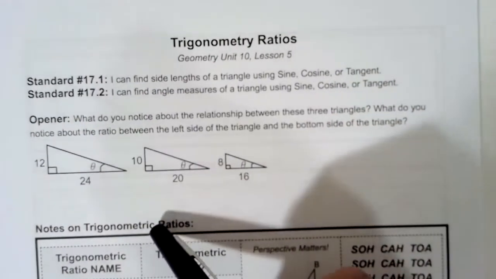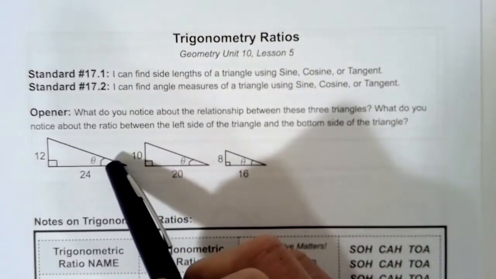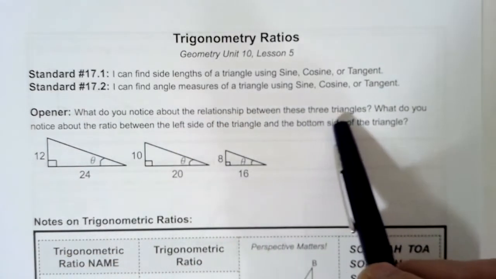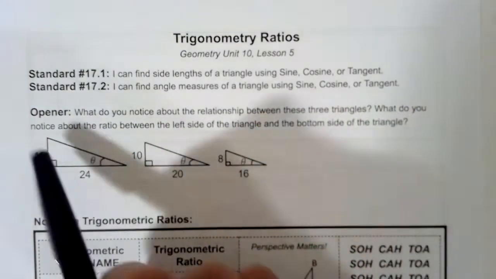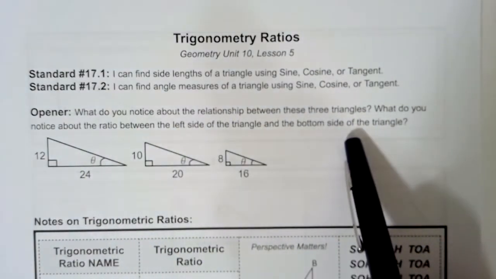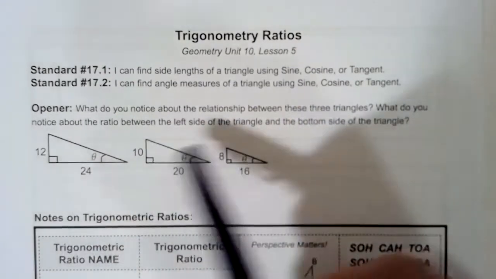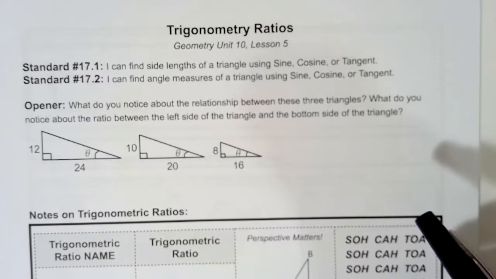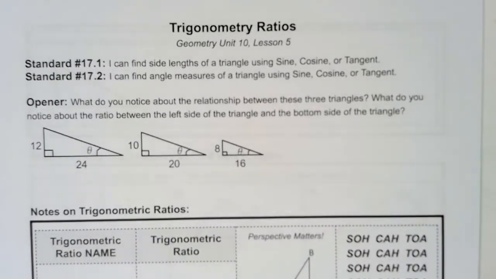All right, now we've got theta. Sorry, let me back up a sec. What do you notice about the relationship between these three triangles? I'm so excited I just jumped in. What do you notice about the ratio between the left side of the triangle and the bottom side of the triangle? So just check it out for a minute, see what you notice about those, and then we'll come back together and figure that out. All right, here we go.